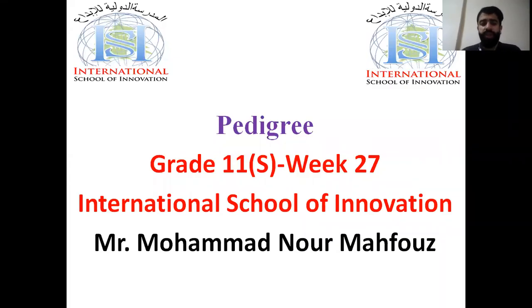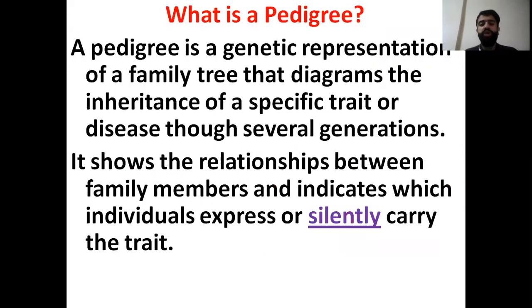In this session, we're going to continue our lesson about the pedigree in week 27. So in this session, we are going to determine the pedigree. What is the pedigree? We said that it's a genetic representation of the family tree. This family tree represents the inheritance of some traits or some diseases that are spread over several generations. It shows the relationship between the members of this pedigree and indicates if they carry the allele silently or they express it in this pedigree.